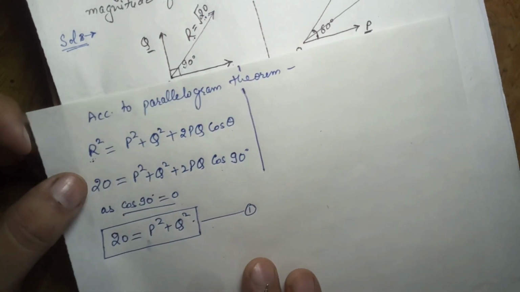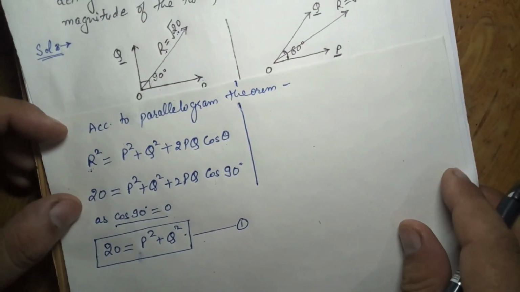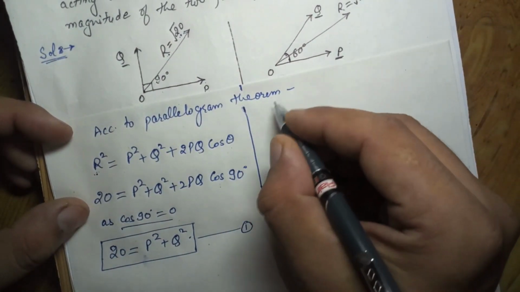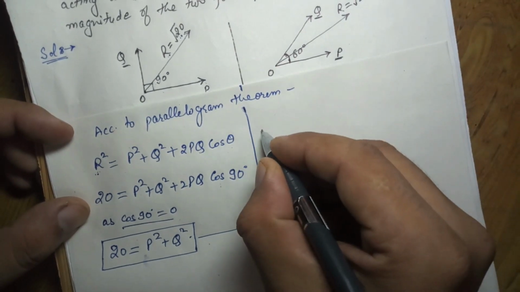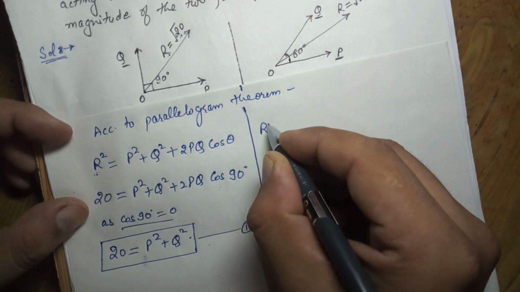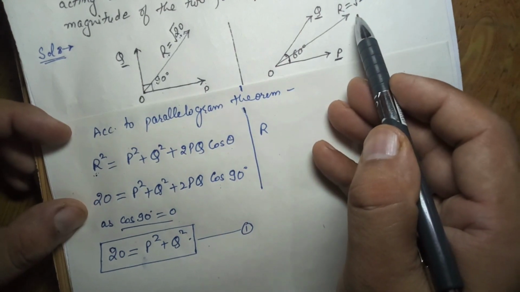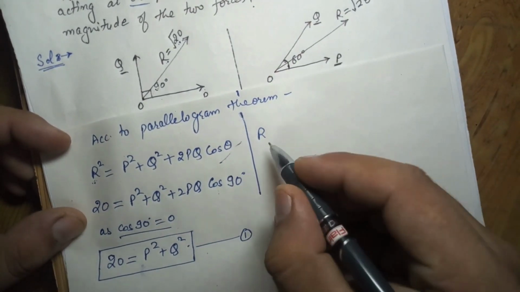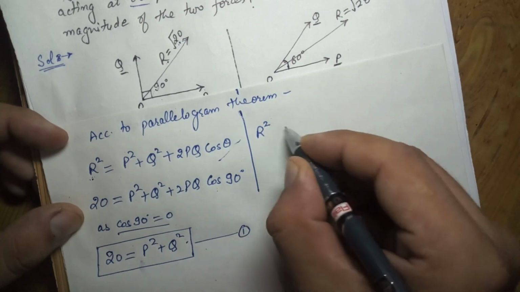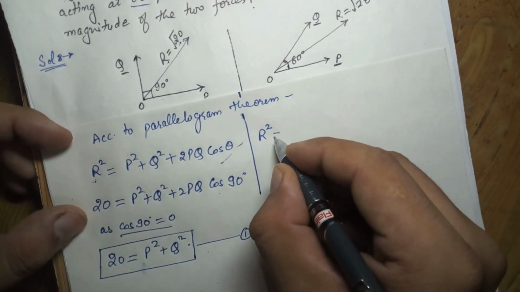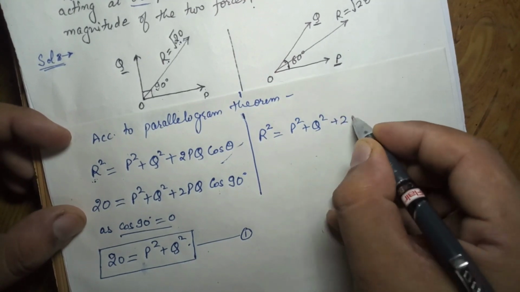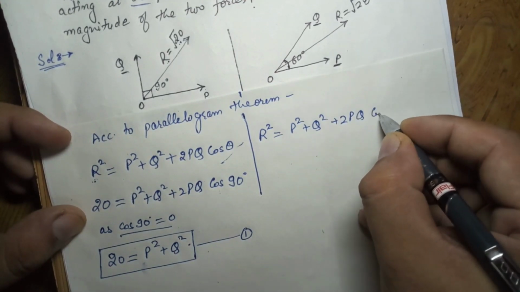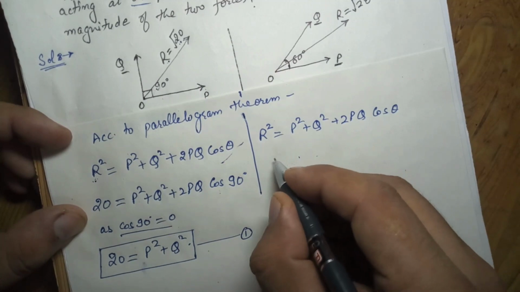Got this point? Now we will go for the second case. Now the second case is that if we apply the same parallelogram theorem in the second case, we say that again same formula, because there is under root 28, so we use the same square. So R square is equal to P square plus Q square plus 2PQ cos theta. So we apply the values.